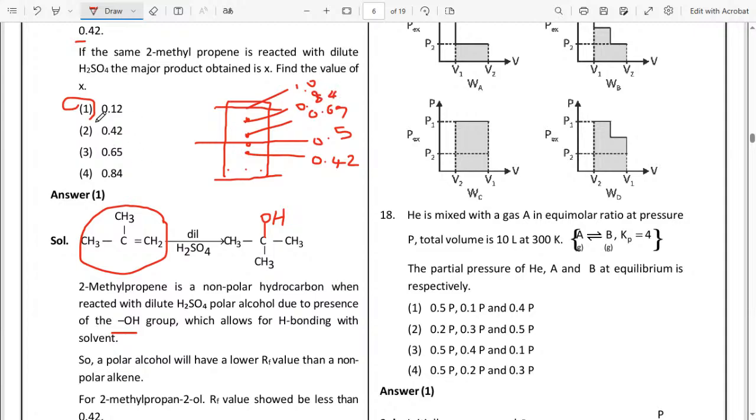When it comes to 0.12, it is down, just above the spot. So 0.12. When you compare these two compounds, the hydroxy group is a polar group, right, compared to this alkene. So this tertiary butanol RF will be less than this alkene because of hydrogen bonding. So option 1 is correct option, students.